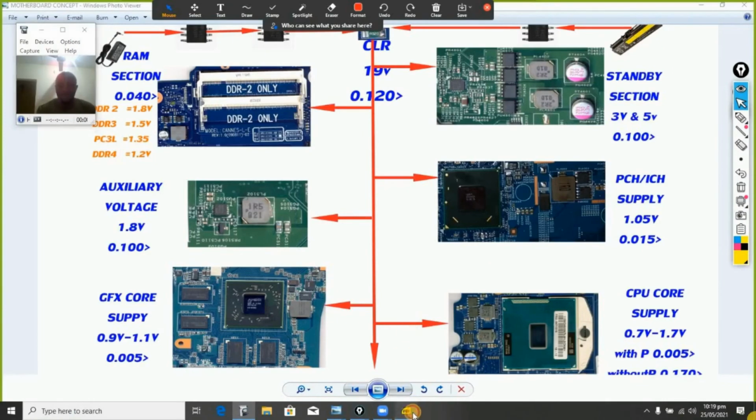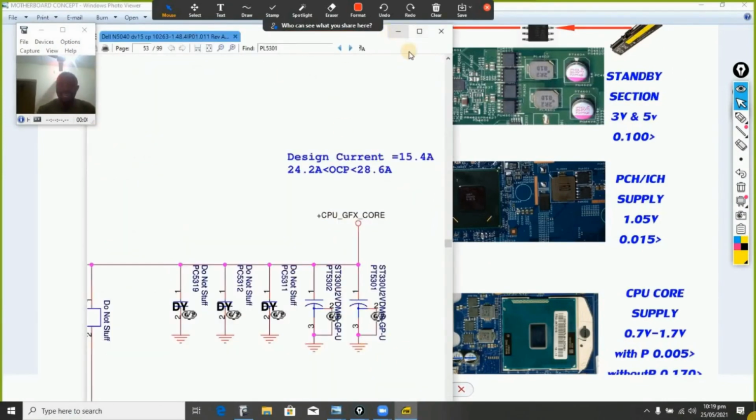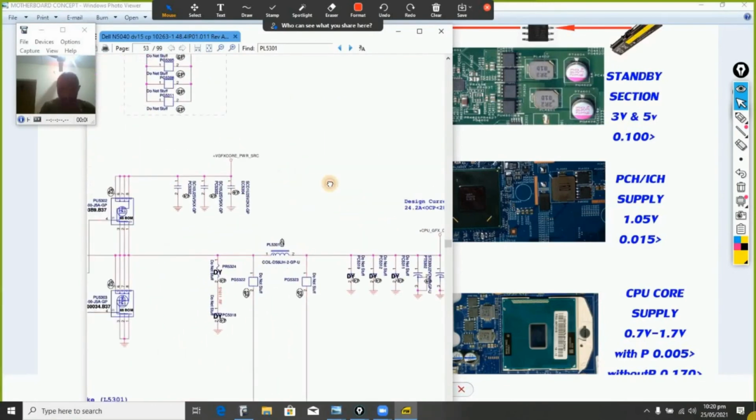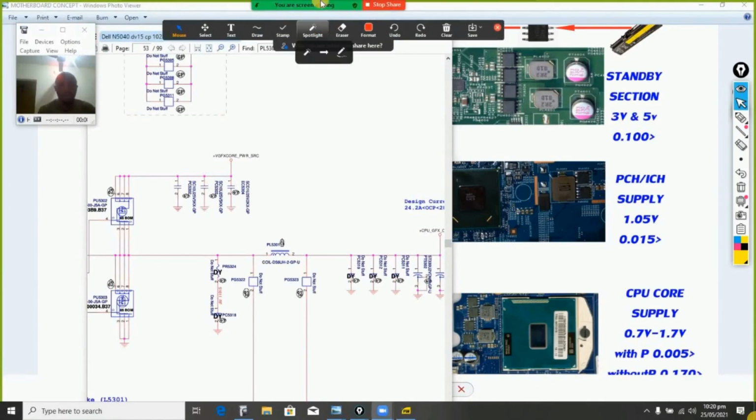Okay. Let me carefully explain it better here now. So when I zoom this place out, I remember I've not explained it better.